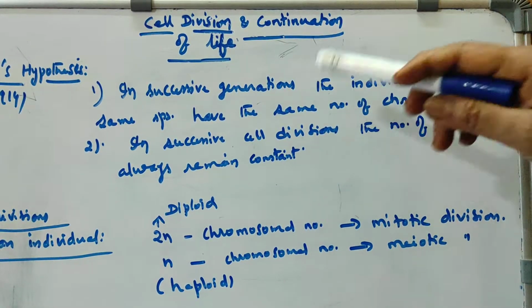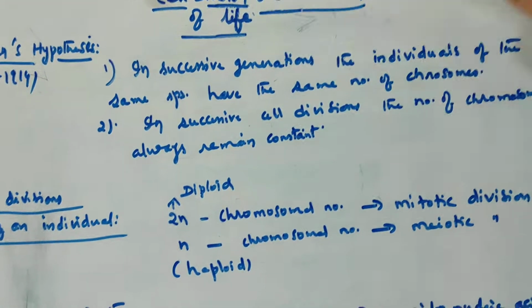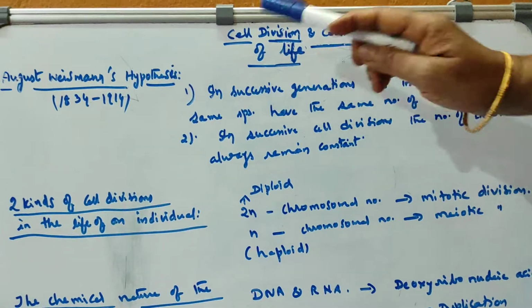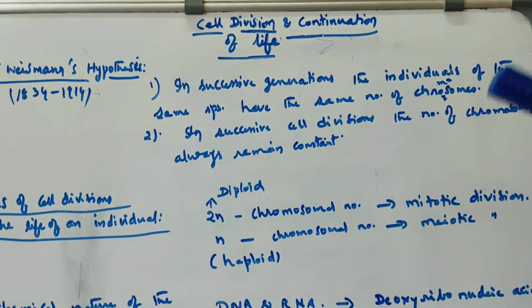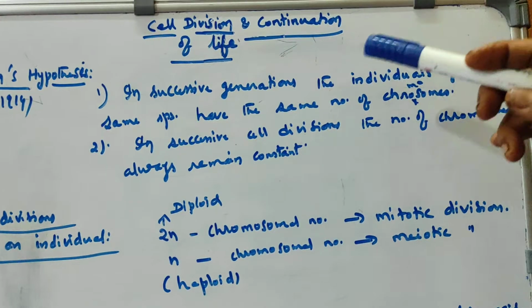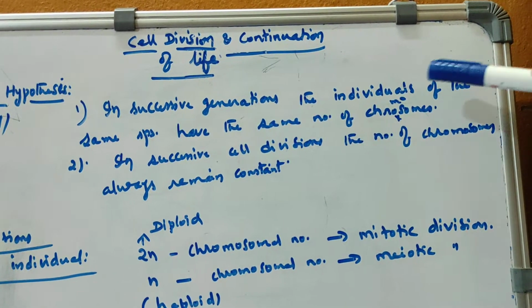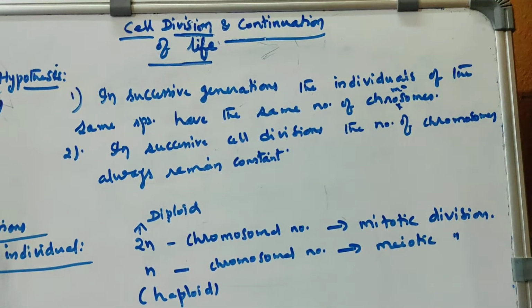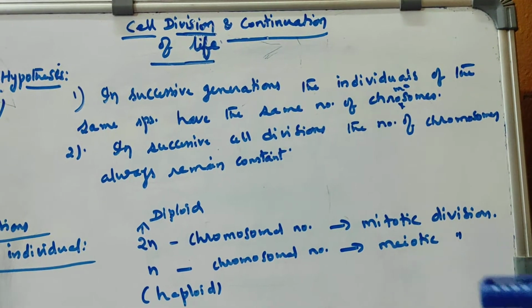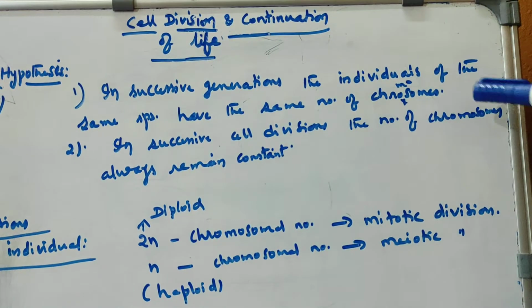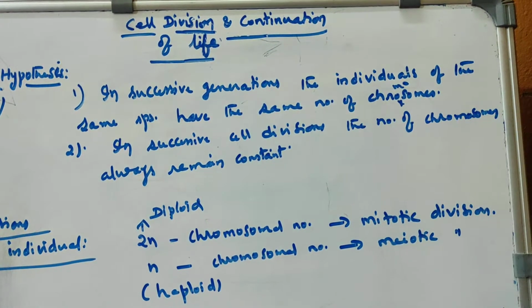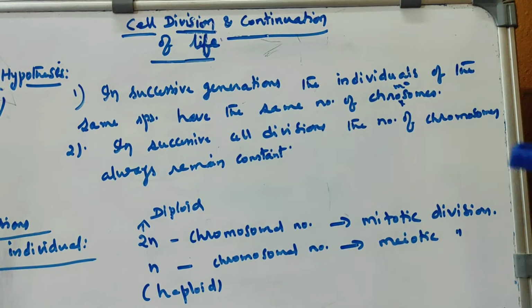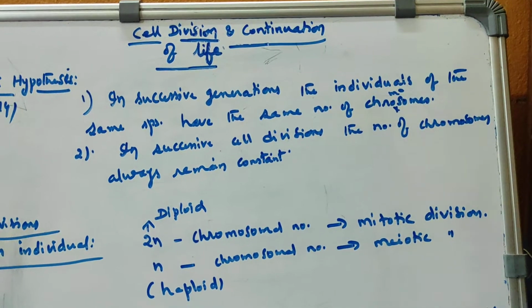So the number of chromosomes will differ from species to species. In human beings, for example, the number of chromosomes is different, males different, like that. So different species will have different numbers of chromosomes. That he observed for the first time, that is Weismann. And the next one is, in successive cell divisions, the number of chromosomes always remains constant. This is also a very important point for further research.